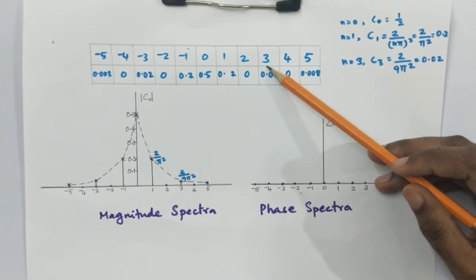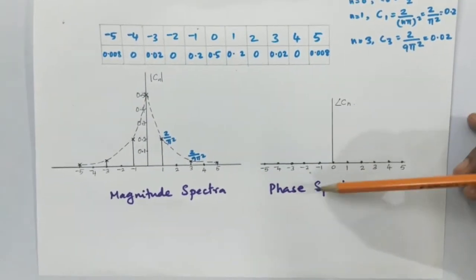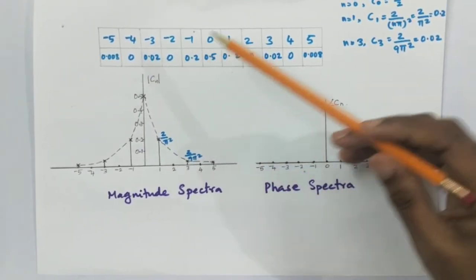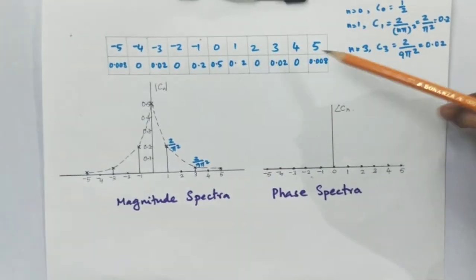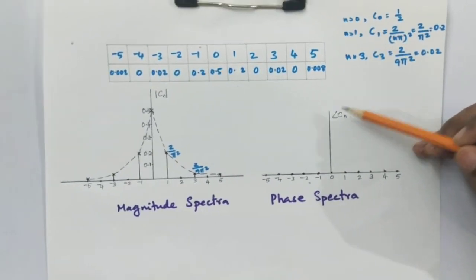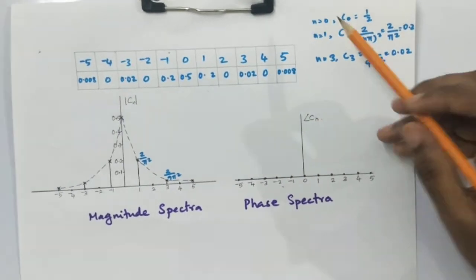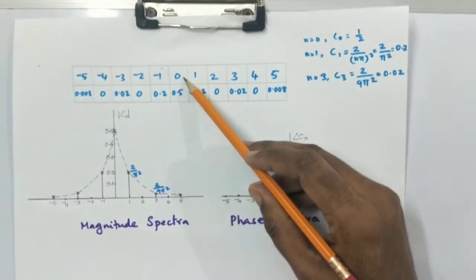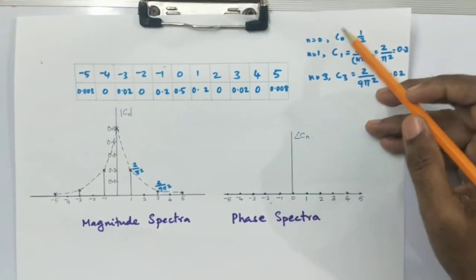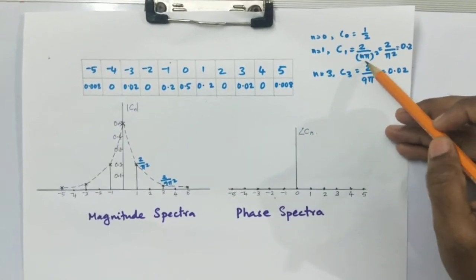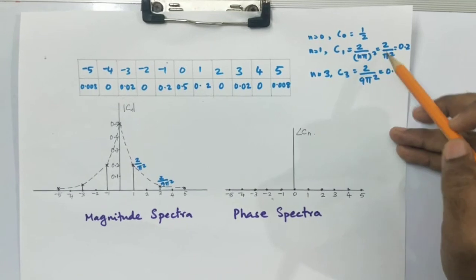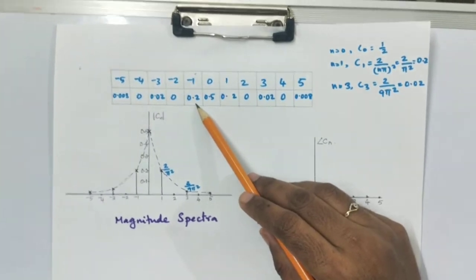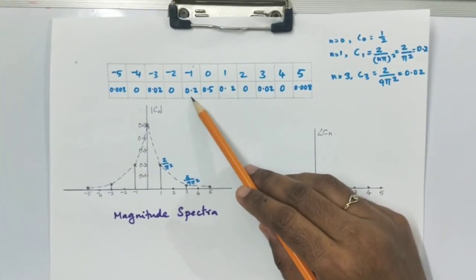Now we have to plot the magnitude spectra and phase spectra. For that purpose, we have to calculate the magnitude for different values of Cn. And the angle or phase of Cn, we know that it is 0 for all cases. So we have the equation C0 equal to 1 by 2, that is C0 equal to 0.5. And we have to calculate for C1, that is 2 by nπ the whole square, n equal to 1, 2 by π square, that is 0.2. So for minus 1 also we will be getting 2 by π square, that is 0.2.